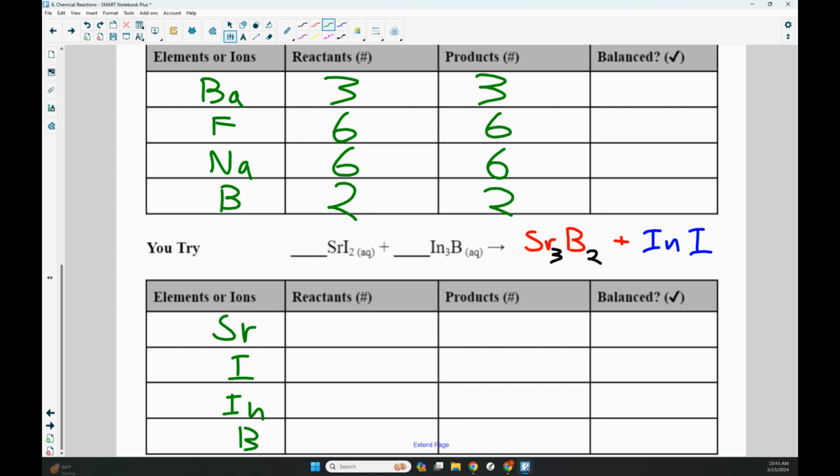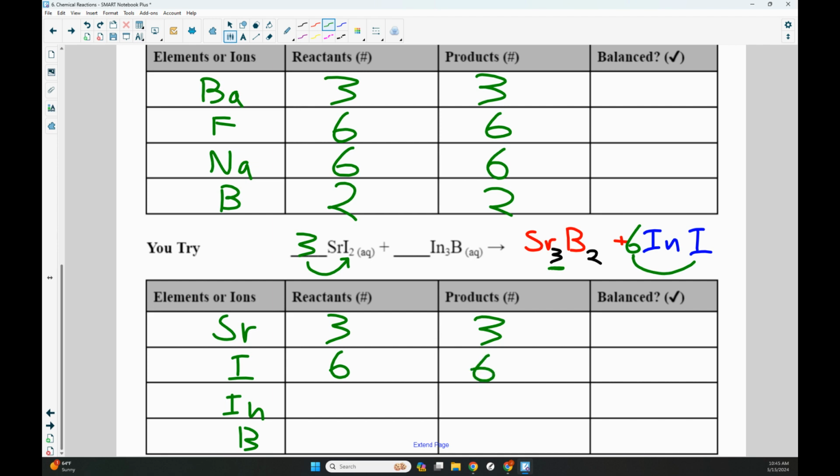So now I'm going to scan the equation, and I'm going to look for a difference. I'm going to start with strontium. I've got 3 on the right. So I'm going to put a 3 in the coefficient place on the left, and that's going to give me 3 strontiums. Again, it's possible that I might have to change that number as we work through this. That 3 coefficient gives me 6 iodines on the left, 3 times 2. And so I'm going to put a 6 coefficient on the right, which is going to give me 6 iodines.